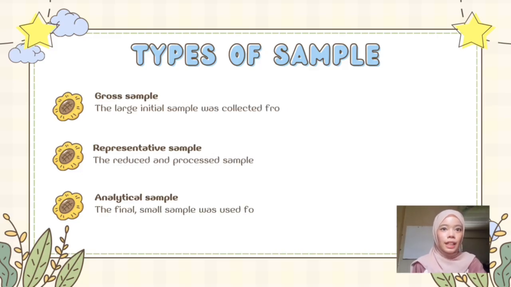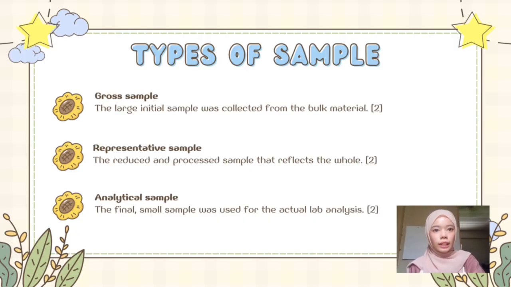First, we have the gross sample. This is the large initial sample taken directly from the bulk material. For example, Benson highlights how collecting large heterogeneous samples presents a challenge, and this is exactly what a gross sample refers to. According to Gy, the ultimate goal of correct sampling is to obtain a representative sample, which is the second type. A representative sample is the reduced and processed portion that accurately reflects the characteristics of the whole material.